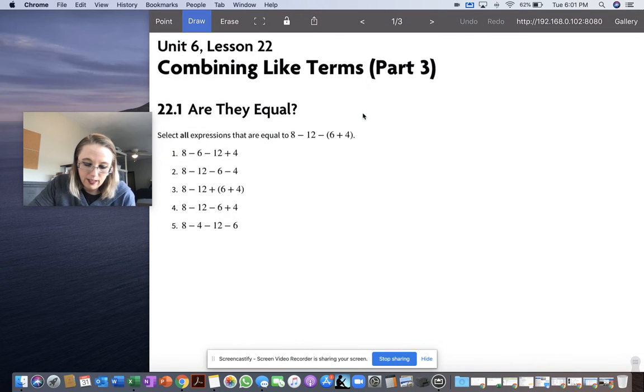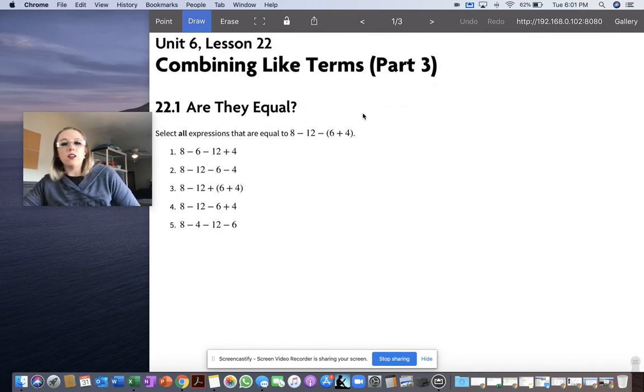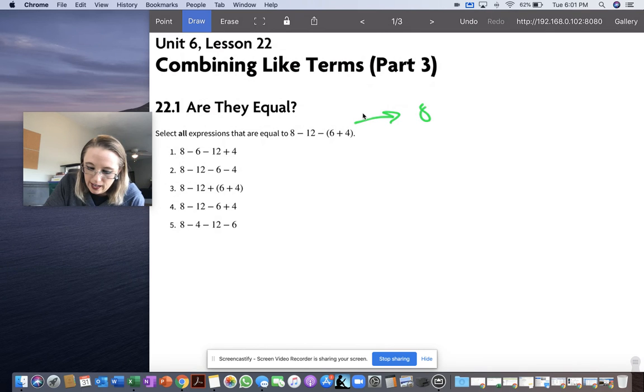Okay. Unit 6, lesson 22. Some more combining like terms. Okay. So here you need to select all expressions that are equal to negative or 8 minus 12 minus 6 plus 4. Okay. So there's a lot of different ways you could do this. You could just look at them and see what you think is equivalent. You could solve it out. So 8, using distributive property, 8 minus 12 minus 6 minus 4. Okay. So we see, oh, look at that, number 2.